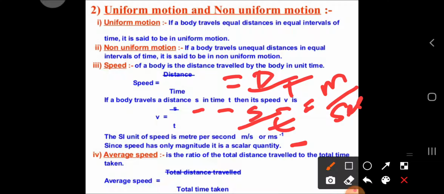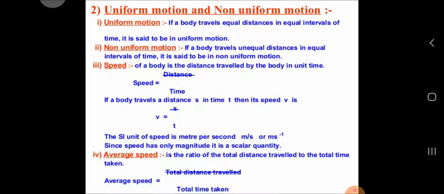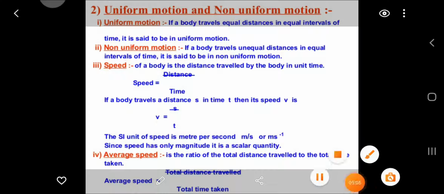Now we have average speed. It is the ratio of the total distance traveled to the total time taken. Average speed equals total distance traveled upon the total time taken. If there are a number of speeds, then we can calculate the average speed by the formula: total distance traveled upon the total time taken.